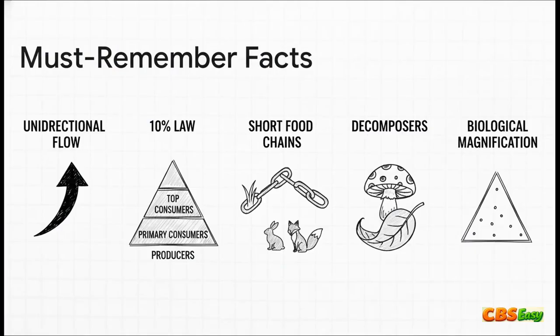Number 1, energy only flows one way. It's a one-way street, no U-turns. 2, the 10% law is king. Only a tiny bit of energy moves up. 3, because of that energy loss, food chains are super short, maybe 4 or 5 steps max. 4, never forget the decomposers. They are nature's recycling crew. And 5, biological magnification hits the top of the food chain. That's us, the hardest.